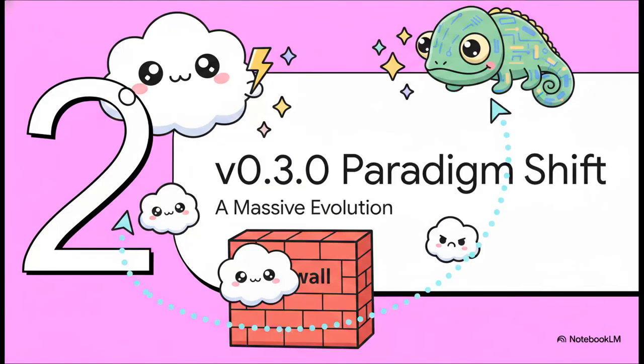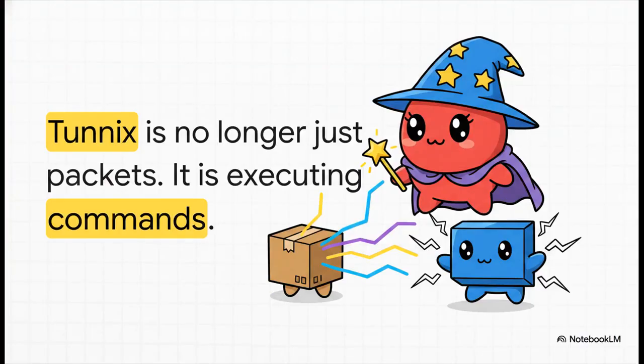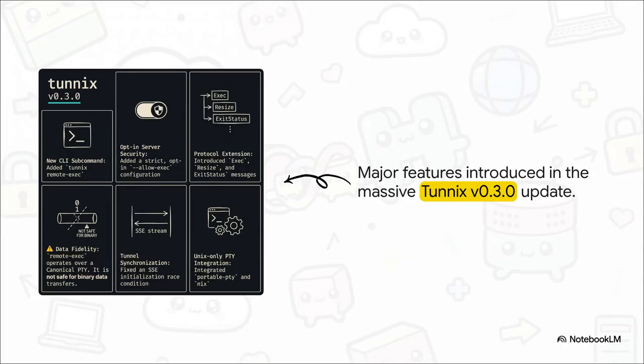Which brings us to Section 2, the v0.3.0 paradigm shift. This is a massive evolution. Up until now, tunnix has been a really incredible proxy. But with v0.3.0, tunnix is no longer just moving packets around, it is actually executing commands. Honestly, this is practically a magic trick. Tunnix has transformed from a simple silent tunnel into a full-blown remote control powerhouse.